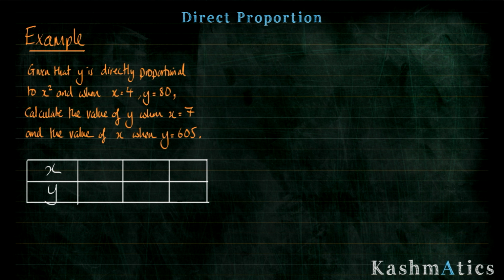Now here we've got a slightly different relationship. It says y is directly proportional to x squared. Okay, so please pay attention to the details. Okay, so it's proportional to x squared, not x. And when x equals 4, y equals 80. So that's a complete pair of values there.